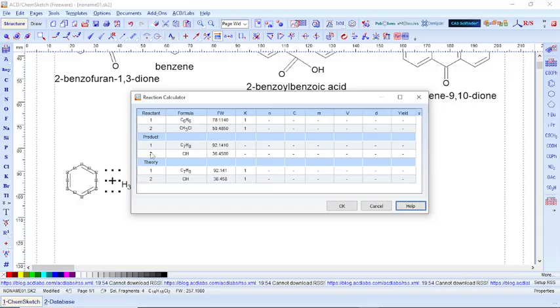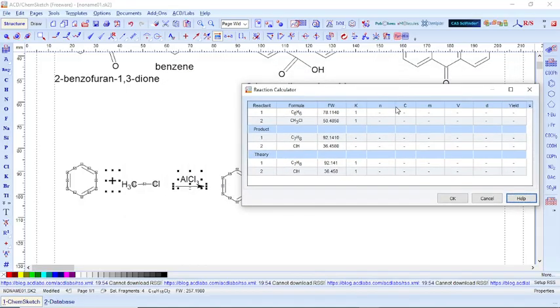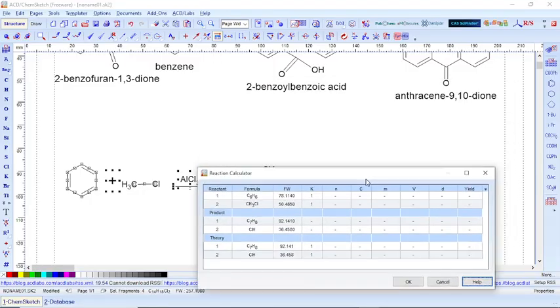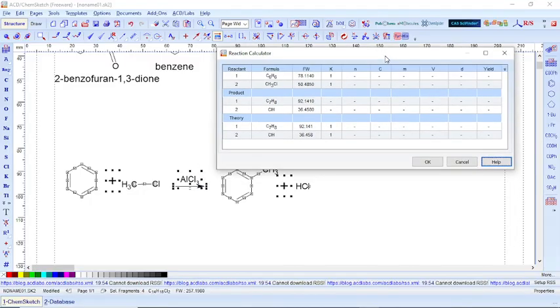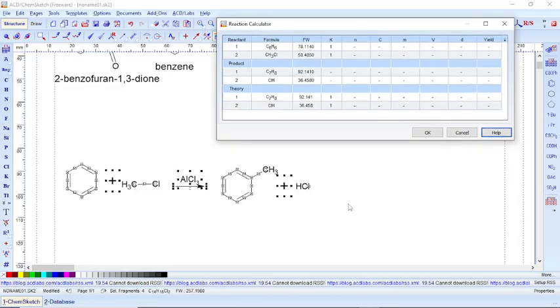Because it is a single step reaction, it will understand that you have two reactants and two products, and automatically it's going to calculate their formula mass. So which of them is your interest? Are you interested in the methylbenzene, toluene, or the hydrochloric acid? Maybe your interest is on the toluene. You will just come to the toluene.